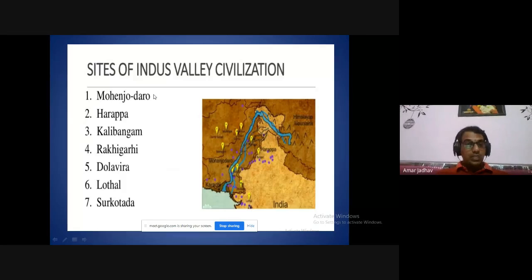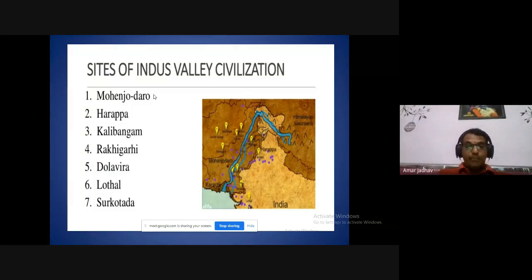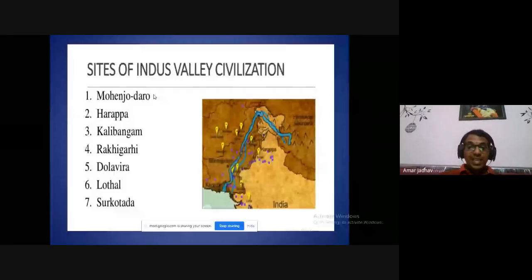Now this Indus Valley civilization was made up of a majority of cities. Some of the important cities were Mohenjo-daro, Harappa, Kalibangan, Rakhigarhi, Dholavira, Lothal, and Surkotada. These were the important cities of the Indus Valley civilization.